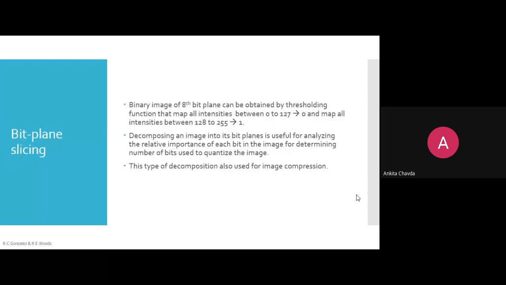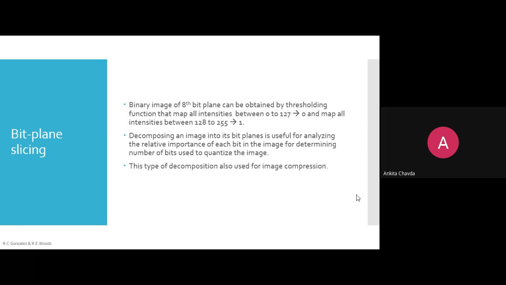So the binary image of your 8th bit plane can be obtained by just a thresholding function that maps all the intensities between 0 to 127 to 0, and 127 to 255, they all will be mapped to 1. So this is how you will get what? A binary image, right? That is the black and white image.